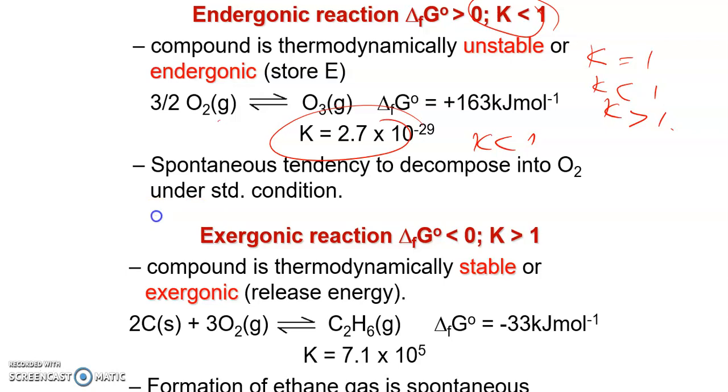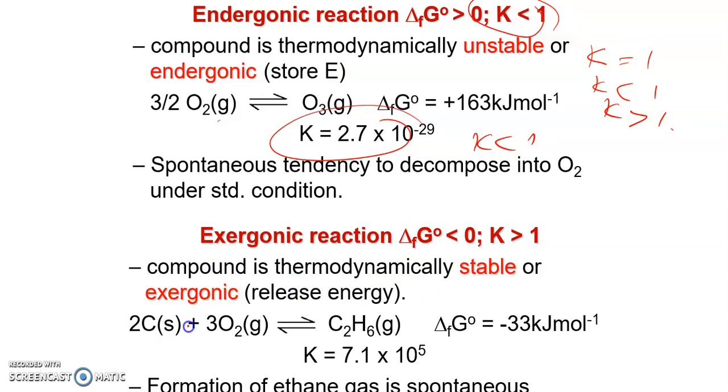which in this case is oxygen. And for the exergonic reaction, the exergonic reaction is a spontaneous reaction. Why? Because delta G is less than 0, and then we can say that K is more than 1. So this compound is thermodynamically stable, an exergonic reaction where it will be releasing energy.